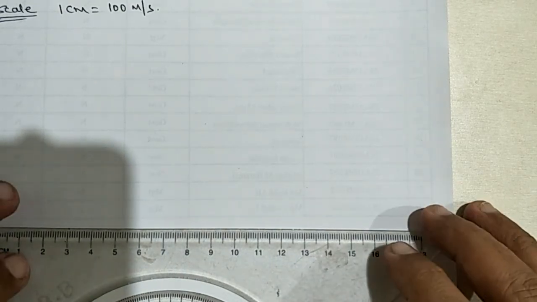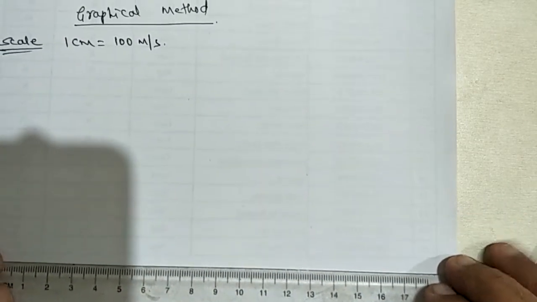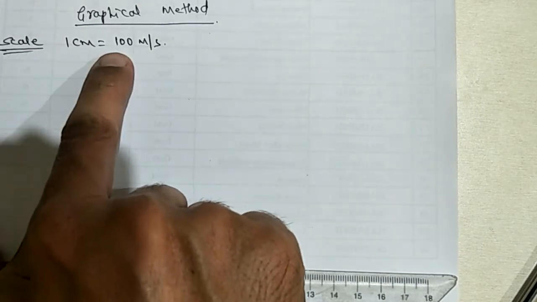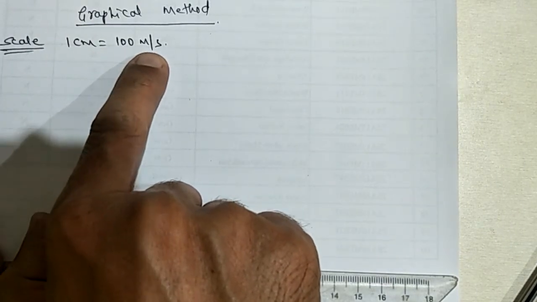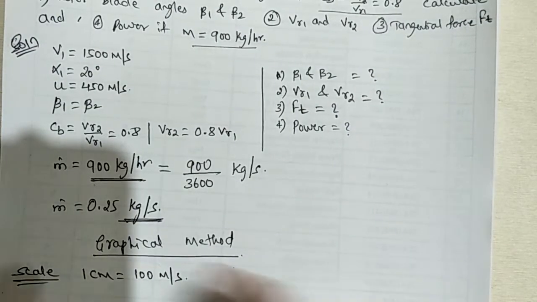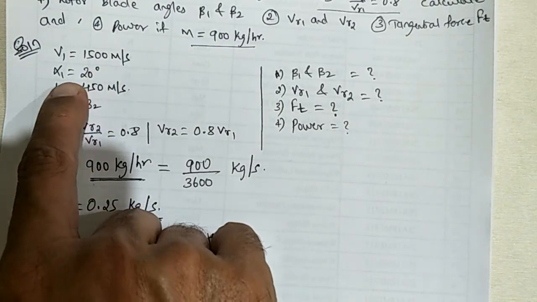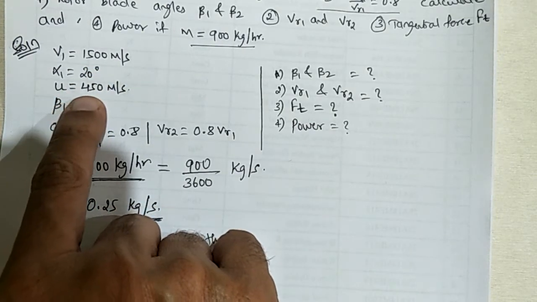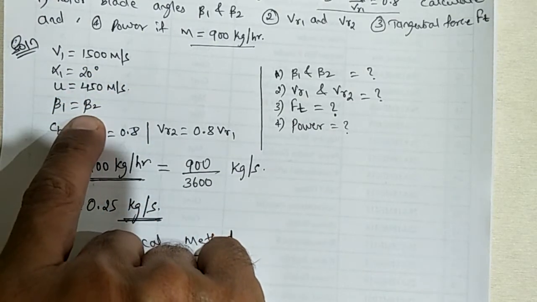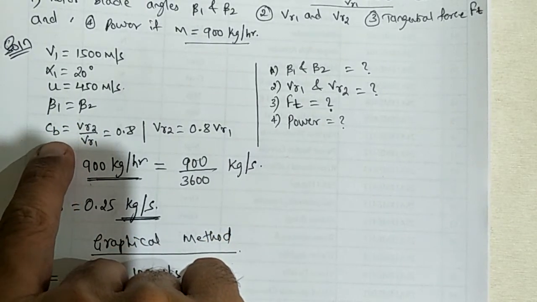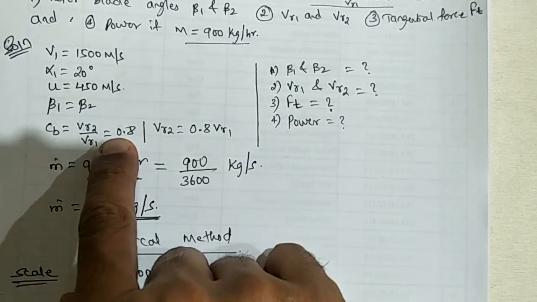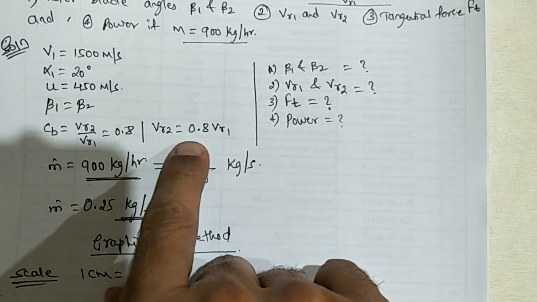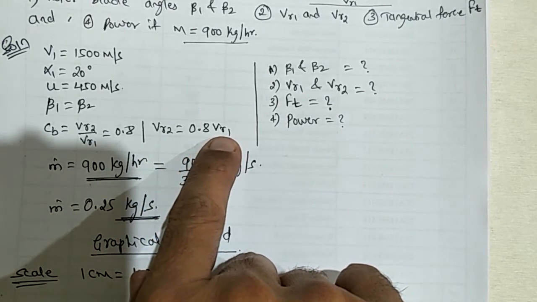So we'll solve this problem by the graphical method, and I have chosen the scale 1 centimeter is equal to 100 meters per second. Also note down the given data: V1 is 1500 meters per second, alpha 1 is 20 degrees, u is 450 meters per second, beta 1 is equal to beta 2, and Cb is equal to 0.8, or we can say that VR2 is equal to 0.8 times VR1.